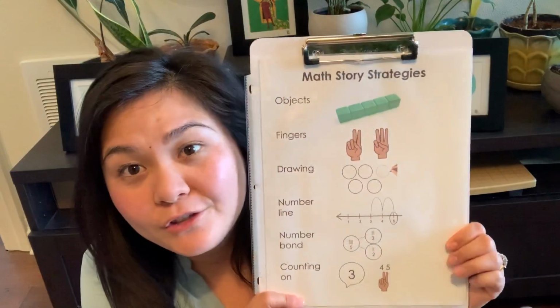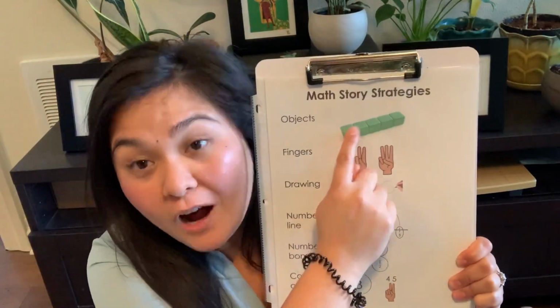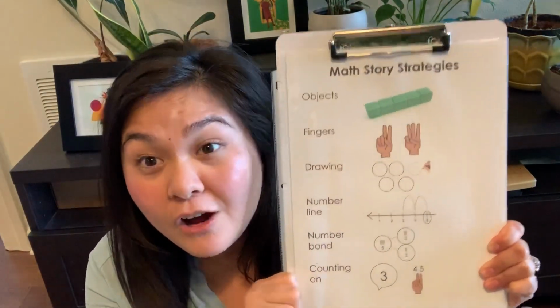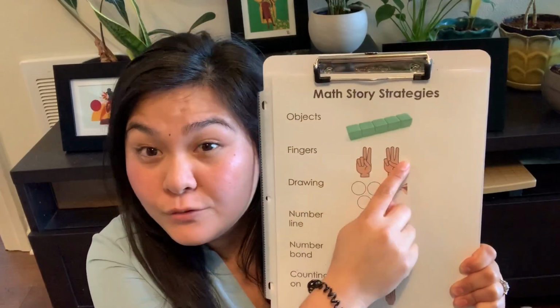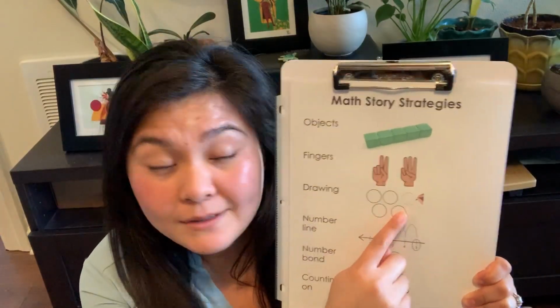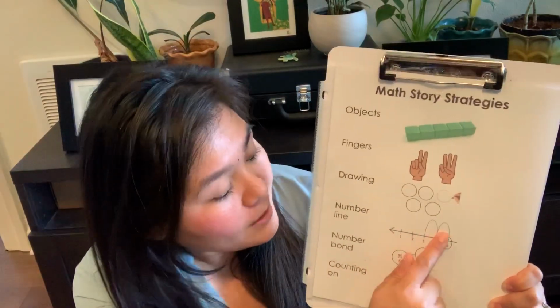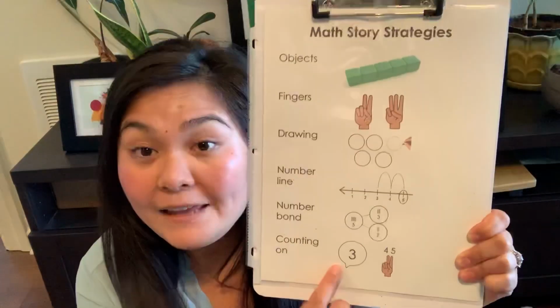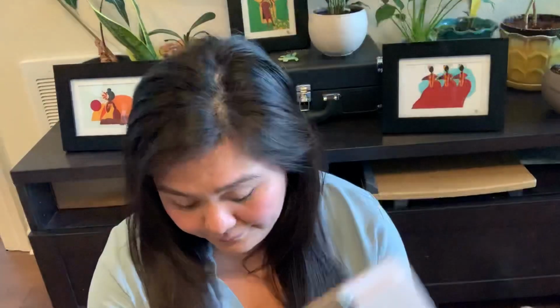We're going to do math together today, and we're going to continue practicing representing and solving story problems. So to review, looking at our poster of our math story strategies, you can use objects to help you represent and solve your stories, or your fingers to represent what's happening in the story. You can draw a picture or draw symbols. You can also use tools of the number line and the number bond, and the strategy of counting on.